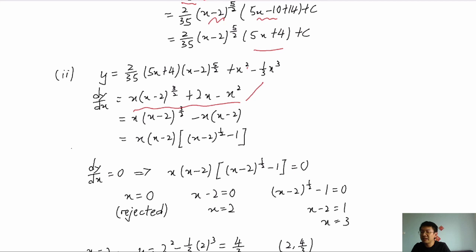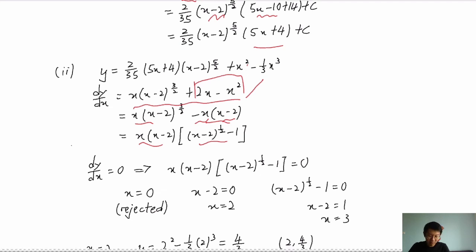So in that case, what can we do from there is, note that for the 2x minus x squared, if we factorize out the negative x from these two terms, we will have the same thing inside, which is the x minus 2. For the first term, we have x times (x minus 2) with a certain power. For the second term, we also have the similar thing. So with that, we can factorize the (x minus 2) out, which gives x minus 2 to the power of half minus 1. So that is for our dy/dx.